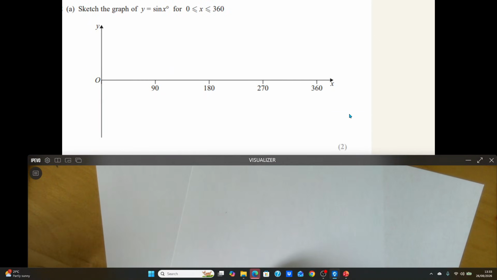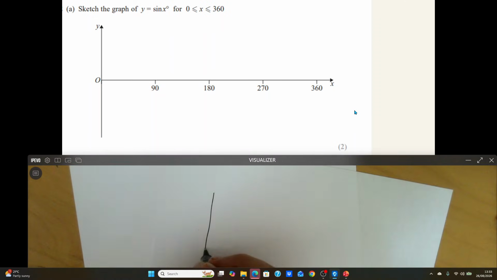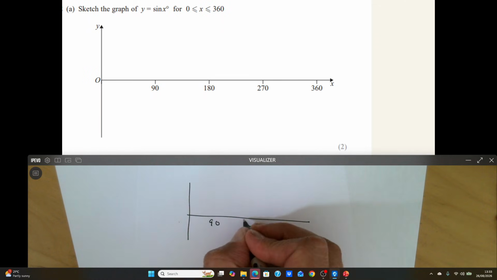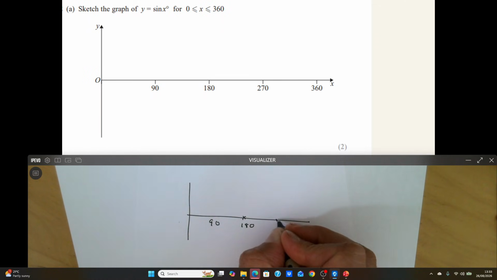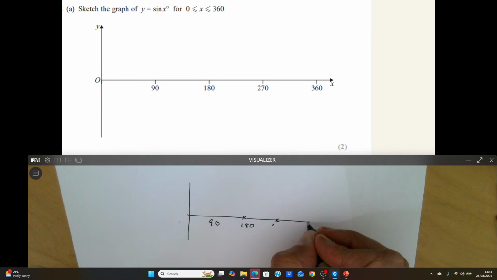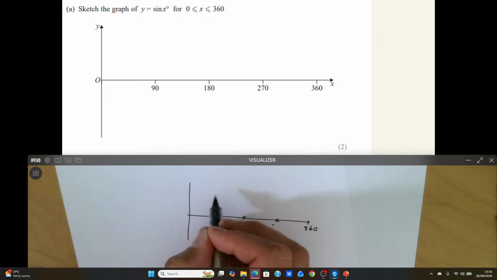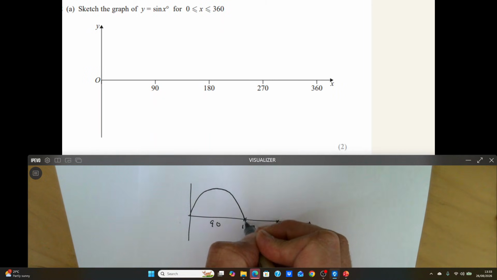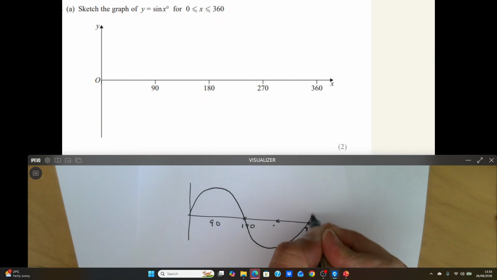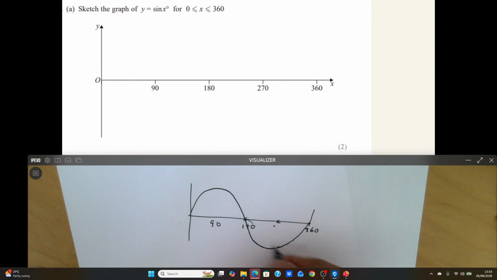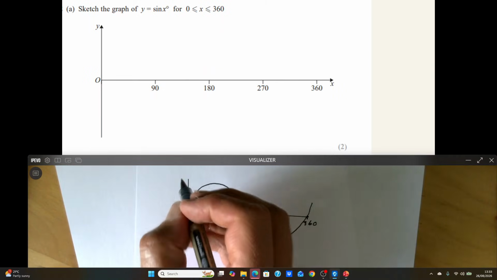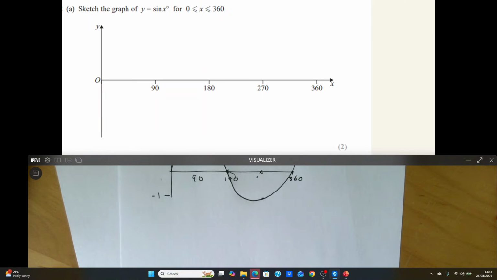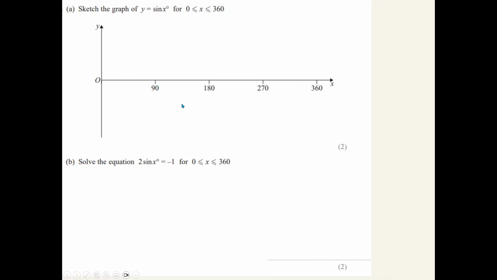I'm not going to draw it on it. I'm just going to sketch it below just so you know what it looks like. It's the sine graph, so it crosses at 180, crosses at 360, and it starts, and that's the peak. So that's my sine graph, and it goes to 1 and -1. Right, 2 marks, quite straightforward.